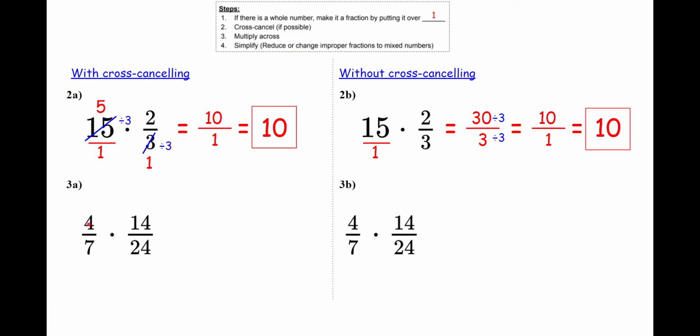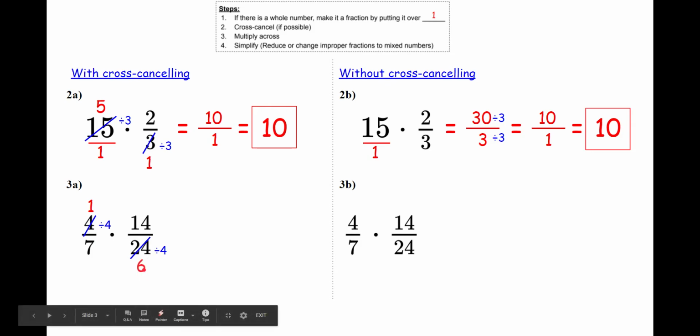But I can cross-cancel 4 and 24. They're both even, so 2 definitely works. But if you're good with your multiplication tables, you'll know that you can also divide both of them by 4. Now, if you divide it by 2, that's okay. You can still continue cross-canceling, and I'll show you in a moment what I mean by that. So 4 divided by 4 is 1, and 24 divided by 4 is 6. All right, so 1 and 6, I can't continue cross-canceling.